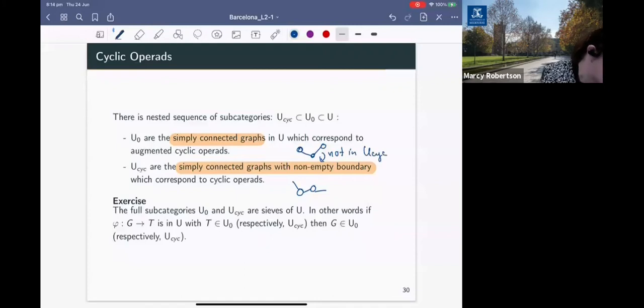And it's pretty easy to see that these are nice. In fact, they're sieves, so this is a nice exercise for you. You can see that if you have any graphical map and the target is either simply connected or simply connected with non-empty boundary, then the source must be as well. That's a feature of just how graphical maps are defined.